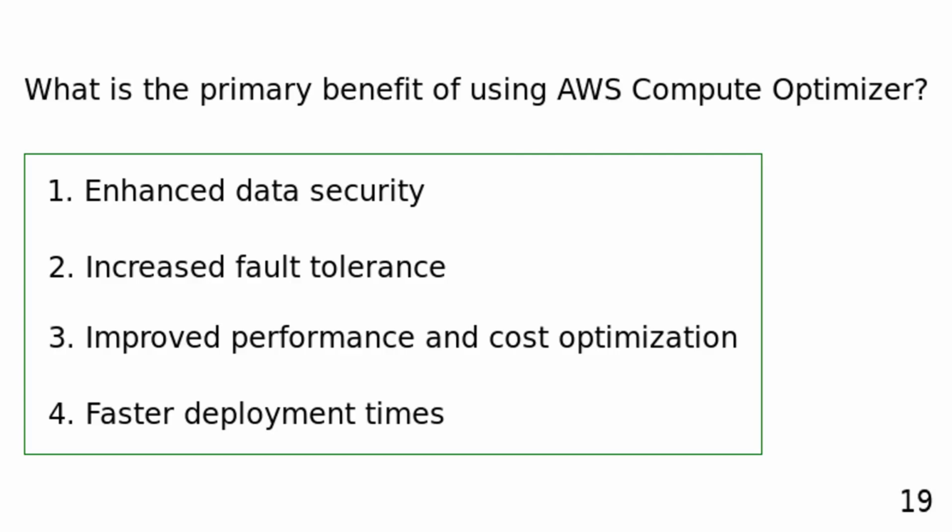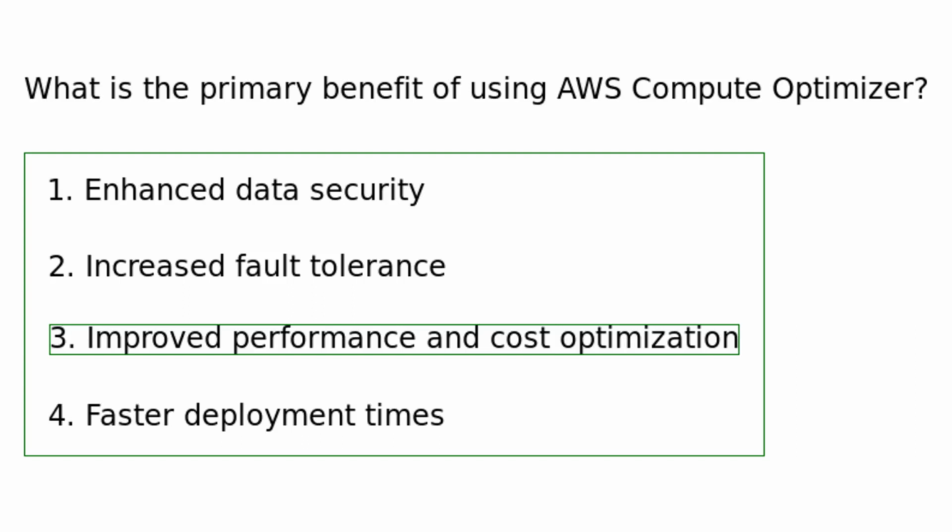What is the primary benefit of using AWS Compute Optimizer? Enhanced data security. Increased fault tolerance. Improved performance and cost optimization. Faster deployment times. The primary benefit of using AWS Compute Optimizer is to improve the performance and optimize the cost of your AWS resources.